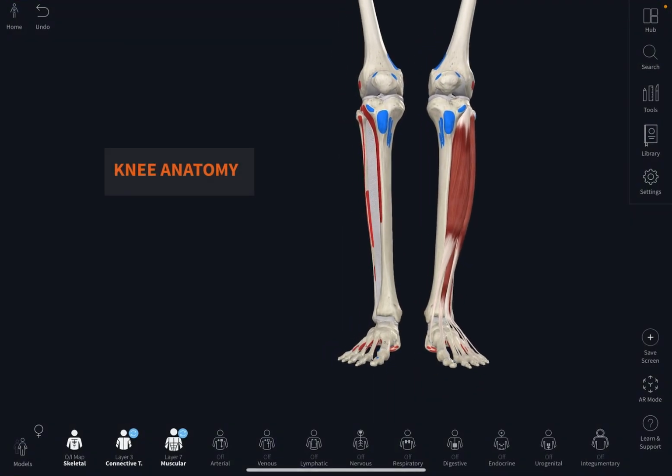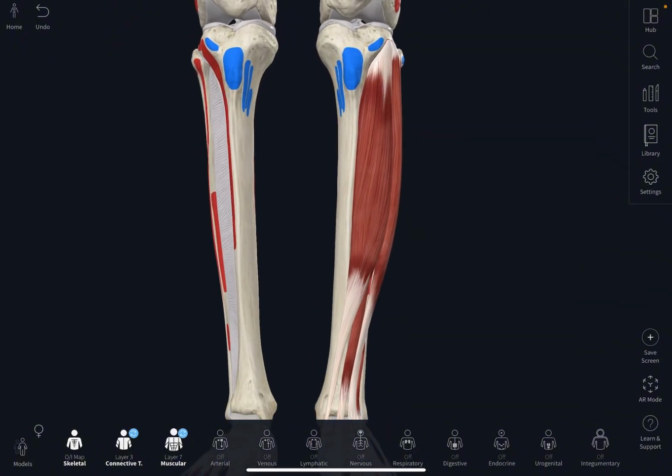So speaking of compartments, the knee is going to be divided into 3 compartments. We're going to have the anterior compartment, the lateral compartment, and the posterior compartment. And the posterior compartment is going to be further divided into 2 more compartments, the superficial and deep compartment. So let's start off with the anterior compartment.